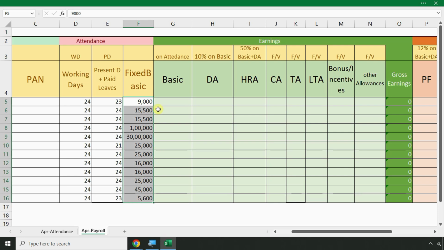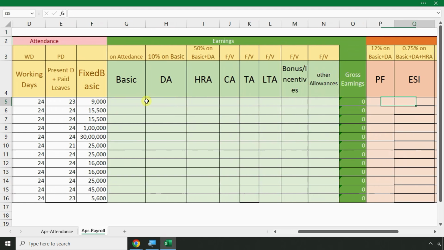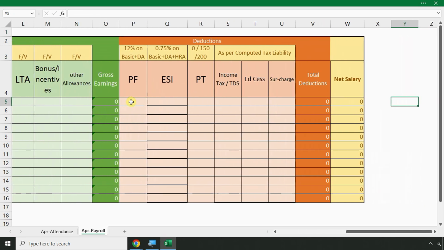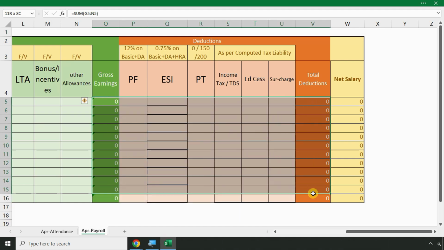So at the time of recruitment, you will promise some salary. If you attend 24 days, I will pay 9,000. But the employee attended only for 23 days. Are you going to pay full salary? No. So here we are going to calculate all pay heads and deductions, including TDS, cess and charge. Then we also go for all other calculations.